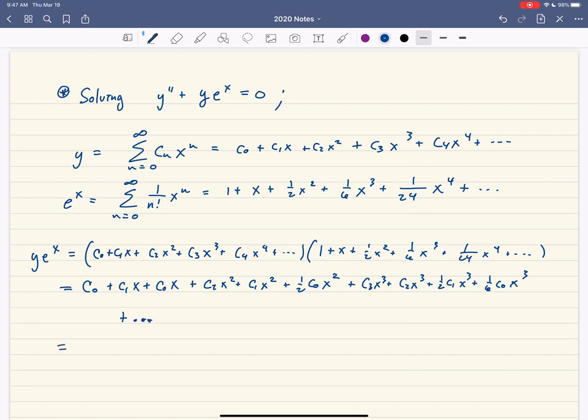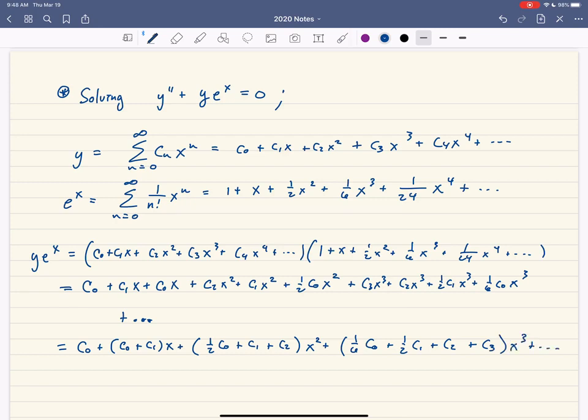This gives us a power series for y times e to the x. That power series is going to have a constant term c naught, plus our linear term, c naught plus c1 times x, plus our quadratic term, 1/2 c naught plus c1 plus c2 times x squared, plus our cubic term, which is 1/6 c naught plus 1/2 c1 plus c2 plus c3 times x cubed.